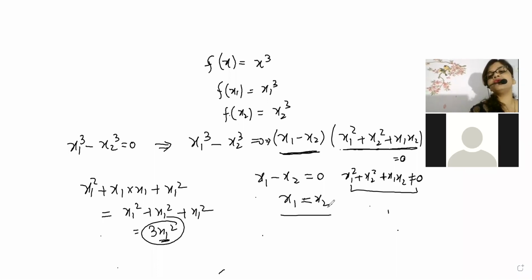That means what? We came to know that it is not one-to-one correspondence. Sorry, it is one-to-one correspondence. So that means we came to know one, two things, that square is not there.